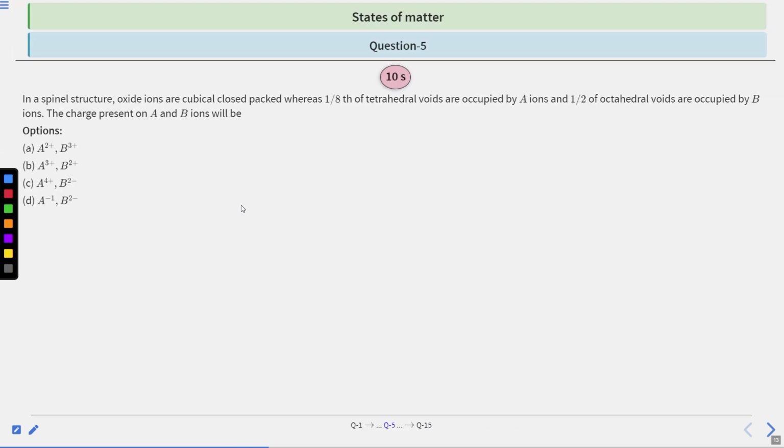Moving on to question number 5. In a spinel structure, oxide ions are cubic close packed, whereas 1/8 of tetrahedral voids are occupied by A ions and 1/2 of octahedral voids are occupied by B ions. The charges present on A and B ions will be, options given are: A2+, B3+; A3+, B2+; A4+, B2-; A-, B2-. You have 10 seconds to solve this question. After that, we will see the answer.